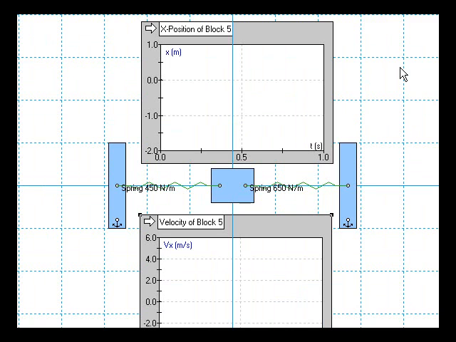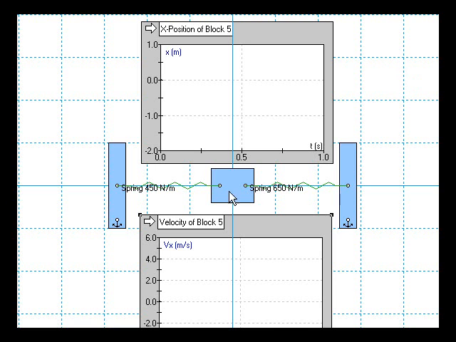A 3.0 kilogram block is placed between two horizontal springs. Neither spring is strained when the block is located at the position labeled x equals 0 meters in the drawing. The block is then displaced a distance of 0.07 meters from the position where x equals 0 meters and released from rest. A. What is the speed of the block when it passes back through the x equals 0 meter position? And B. Determine the angular frequency omega of this system.